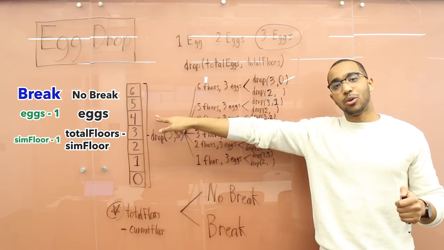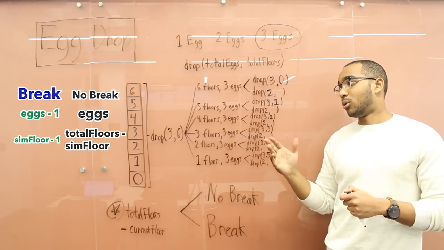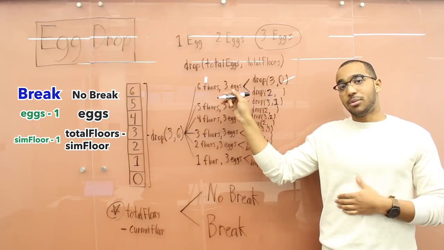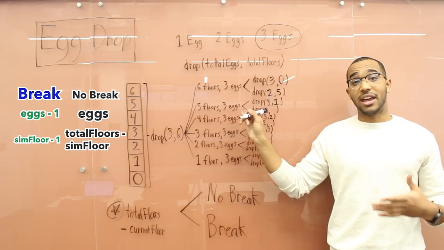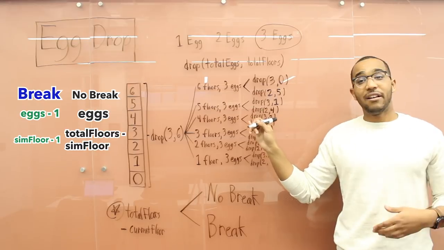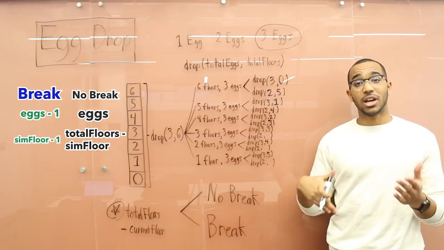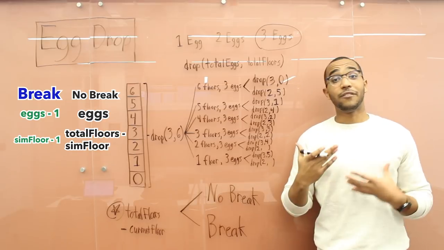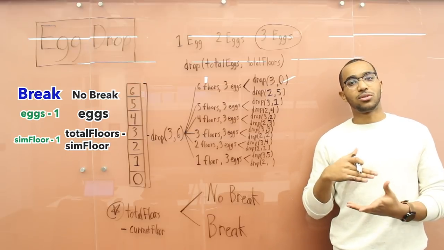If my egg breaks at floor 4, I try floor 3. So if I have 6 floors, my egg breaks, I'm going to go down to floor 5. If I have 5 floors and 3 eggs and my egg breaks, I'm going to go down to floor 4. If I have 4 floors, I'm going to go down to floor 3. If I have 3 floors, I'm going to go down to floor 2. If I have 2 floors, I go down to floor 1. And if I have 1 floor, I go down to floor 0.